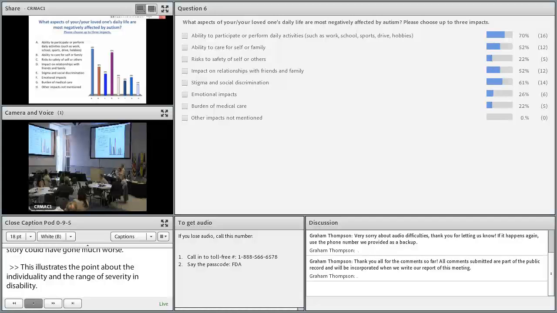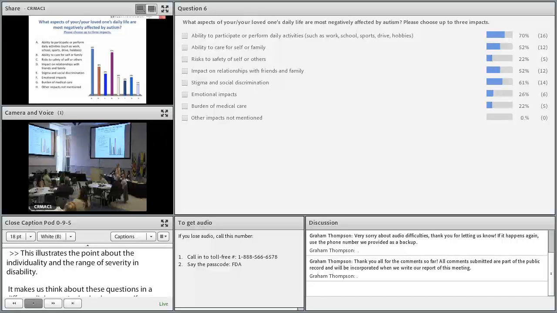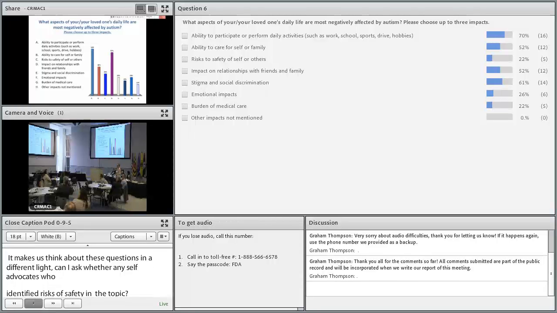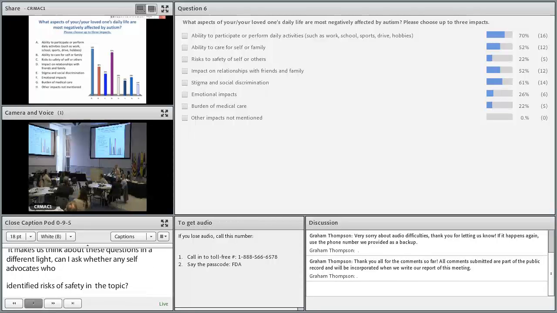With that, can I ask, were there any self-advocates who identified risks of safety in the topic? Okay. All right, then we'll move on here to, can't read your name.